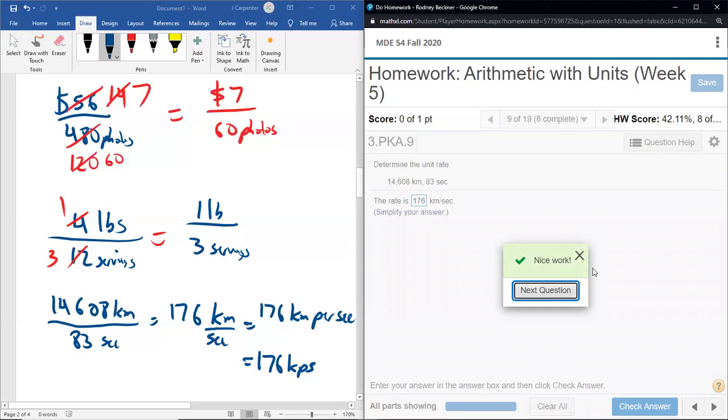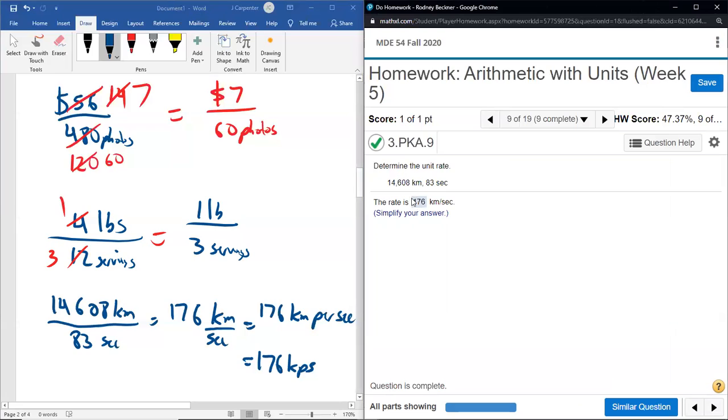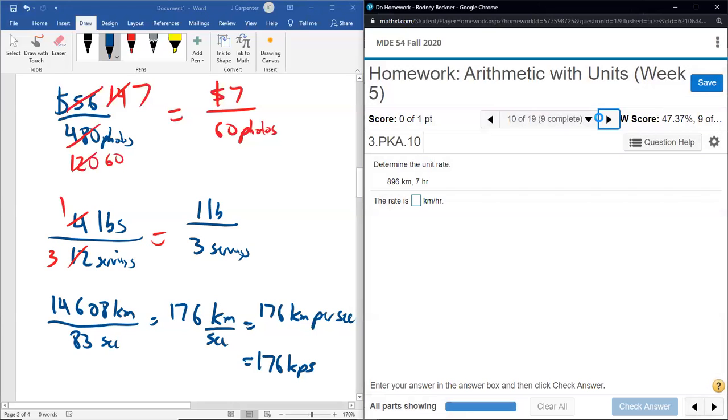We're doing great. So that's a ridiculously fast speed, but you know, I said it could have been a person or a car or a train or a plane or a spaceship. This is probably a spaceship or maybe an asteroid or something like that. Certainly wouldn't be a walking speed.